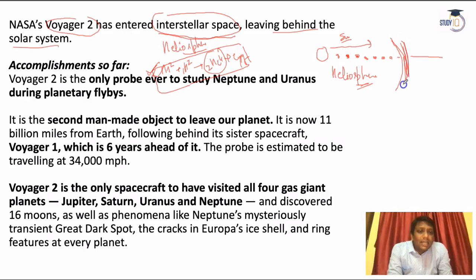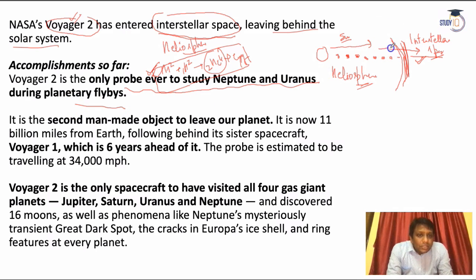After this place, even the Kuiper belt and some other Plutos, later on, where any satellite or spacecraft will go, this is called outer space. You can say this is interstellar space. So here the information is that Voyager 2 has entered this interstellar space right now. Voyager 2 is the only probe ever to study Neptune and Uranus during planetary flyby.